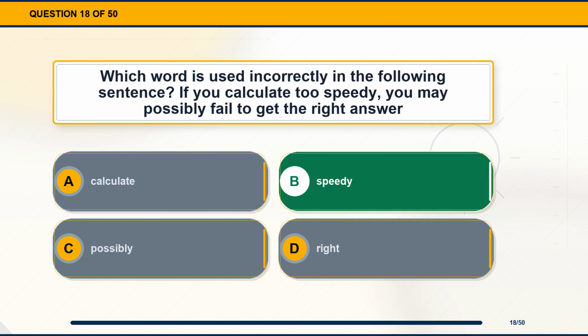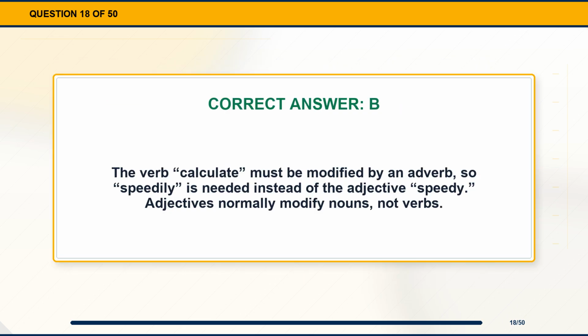The correct answer is option B, speedy. Explanation. The verb calculate must be modified by an adverb, so speedily is needed instead of the adjective speedy. Adjectives normally modify nouns, not verbs.